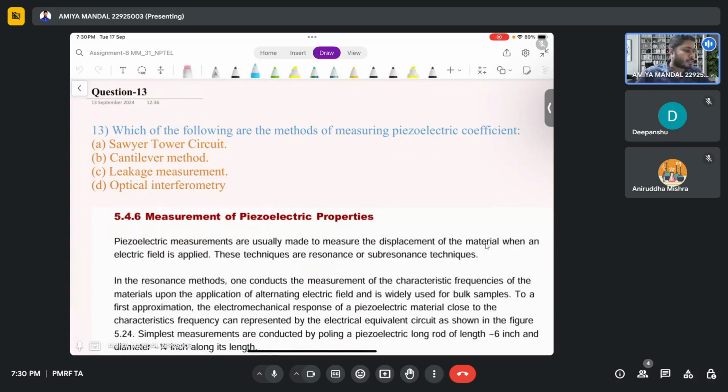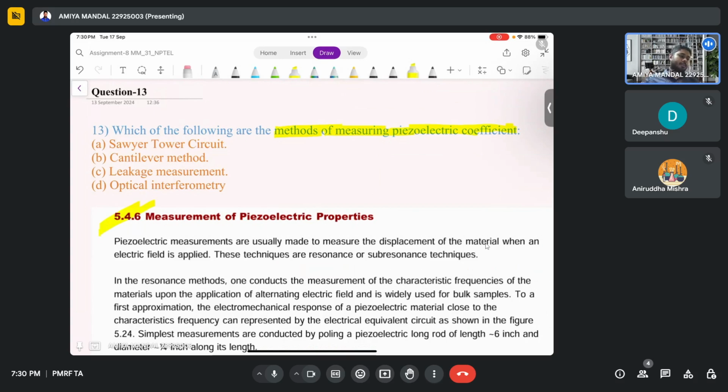Now, which of the following are the methods of measuring piezoelectric coefficients? Okay, this is the main topic. You have learned different methods of measuring piezoelectric coefficients, and there are four different types of measurement, direct measurements and indirect measurements also.